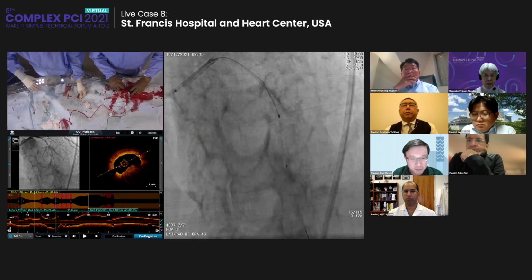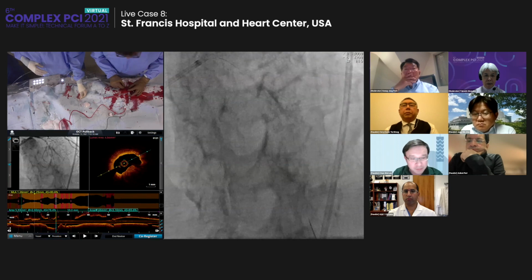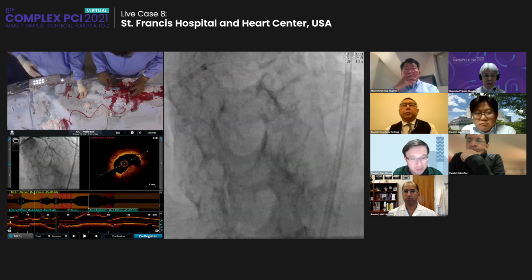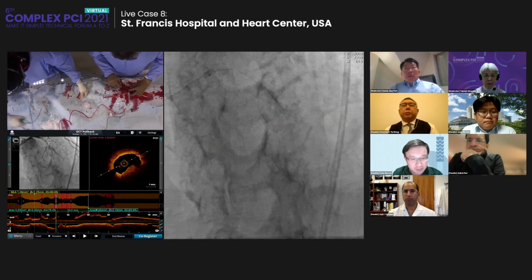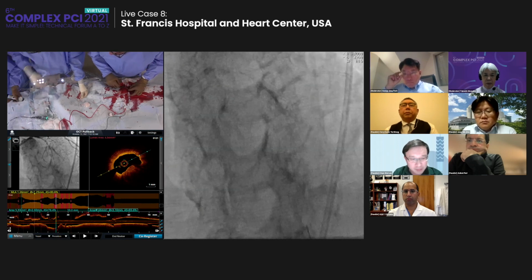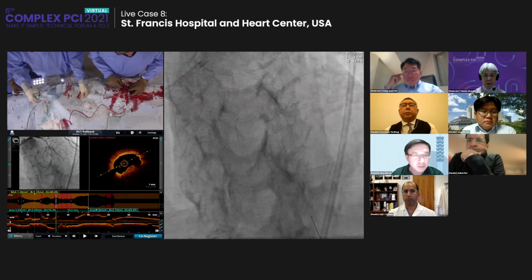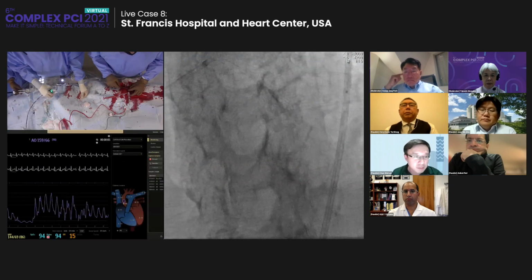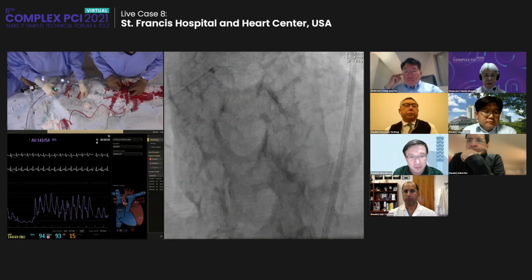You don't see any distal embolization. Hemodynamically stable. Your EKG is stable. You see these shock pulses, which are not clinically significant. But unlike other techniques where you potentially can have hypotension or bradyarrhythmias, this is very well tolerated, especially in the left main. Is quite nice.